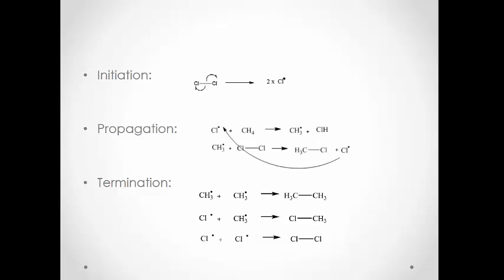So your propagation is when your free radical hits another molecule and makes that molecule a free radical, and termination is when you have two free radicals coming together and their two extra electrons go, oh, let's make a pair, and then they stop propagating.